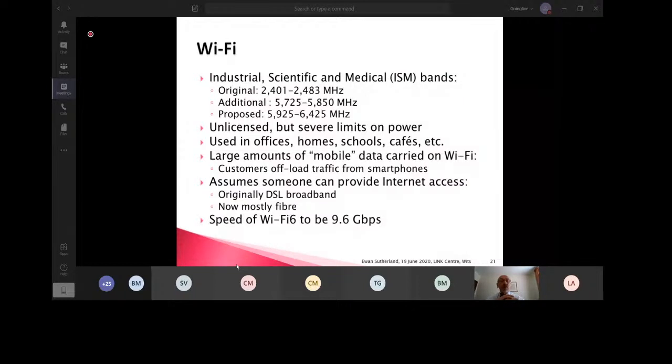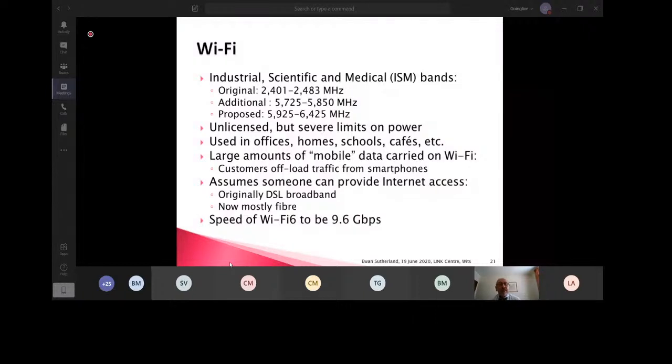Wi-Fi, I think, is now fairly familiar to people, but as you see, the original band wasn't enough, so we put in a second band, and there's a third band coming in. The US has approved it, some other countries have approved it, others will follow, simply because so many people are using this, so many applications, so many devices are in that space. It's unlicensed, but there are severe limits on the power you can use. That's so that you do not cause interference beyond effectively your own premises or your own campus or whatever set of buildings you're in.